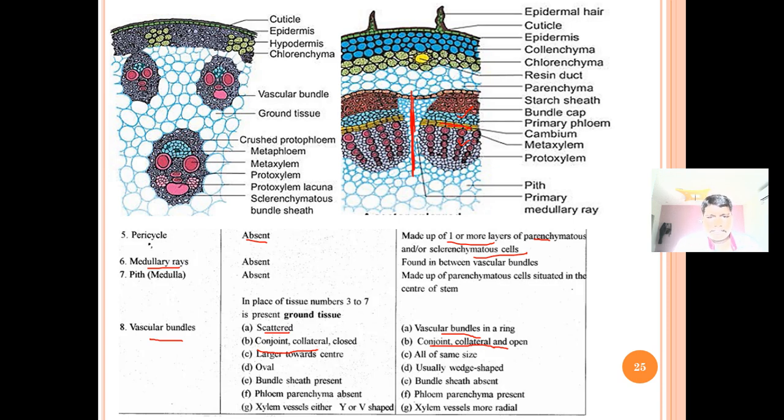Next, the shape. In monocot it is oval, otherwise called skull shaped, but in dicot it is wedge shaped. Bundle sheath is present in monocot, which is almost sclerenchymatous in nature, but in dicot, bundle sheath is absent.